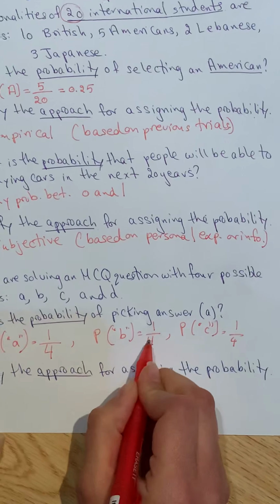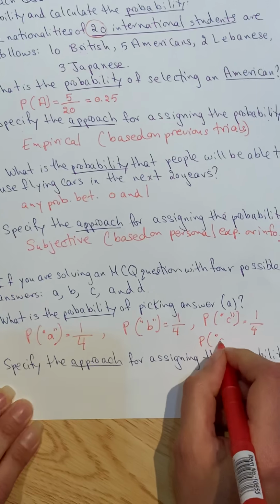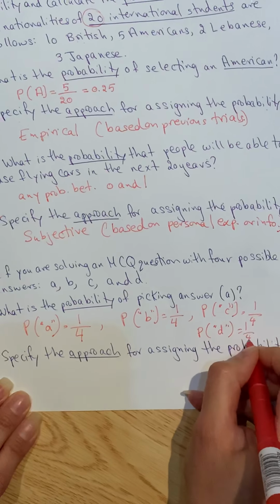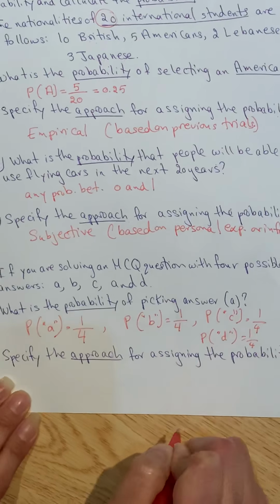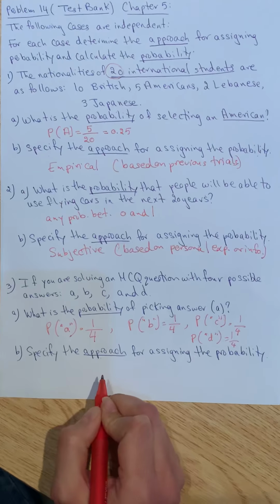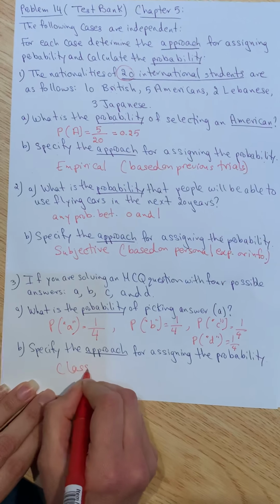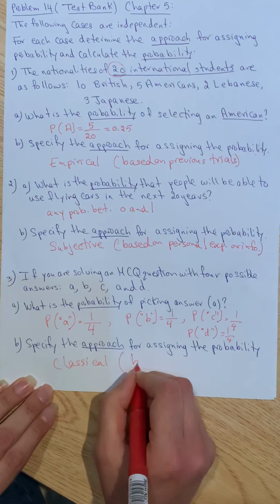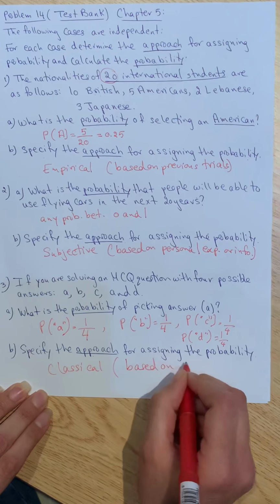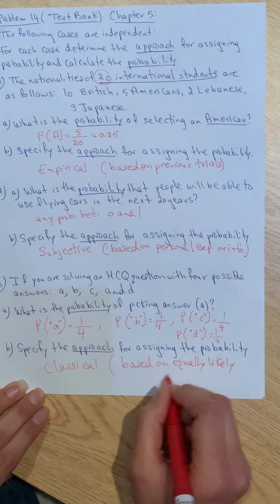So as we can see, they are equally likely outcomes. The same applies to D. It's also 1 over 4. Equally likely outcomes. Then what is the approach? It's not empirical. It's not subjective. It's based on equally likely outcomes. Then it's classical approach because it's based on equally likely outcomes.